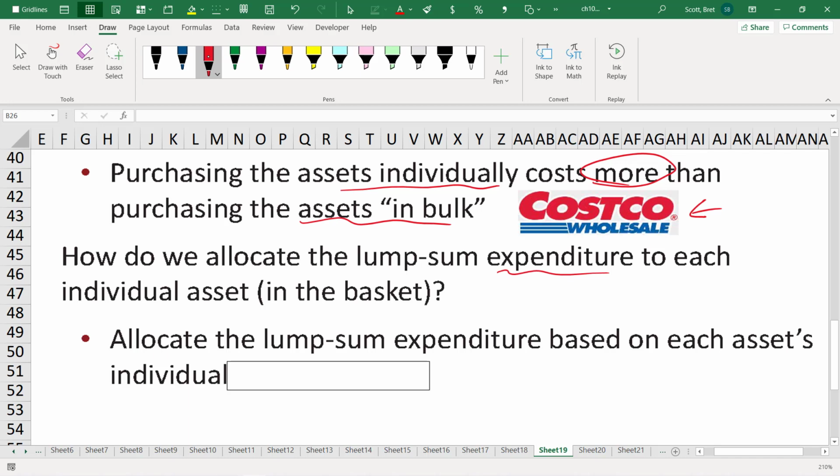When we're buying assets, usually the things that are in the basket, quote unquote, are very, very different. So what we have to do is we have to allocate the lump sum expenditure based on each asset's individual fair value.